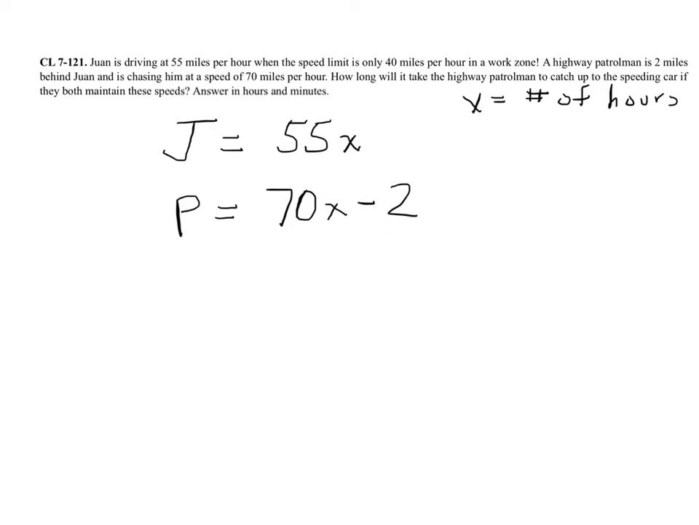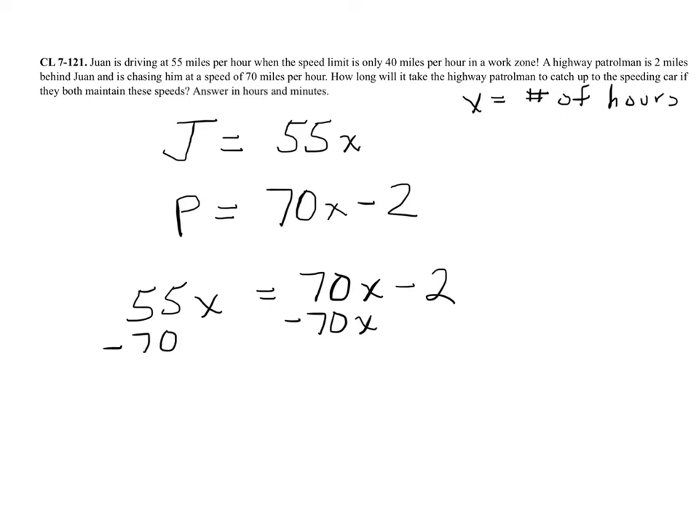Okay, we want to see when he will reach them, catch up to them. So we want to see when their distances will be the same. So we can just set those equal. 55x equals 70x minus 2. Subtract the 70x from both sides. So we end up with negative 15x equals negative 2.